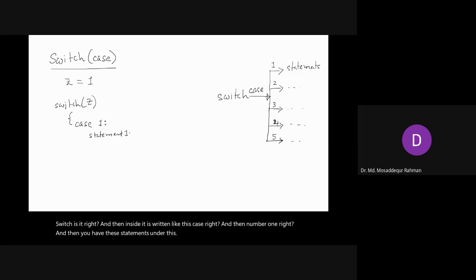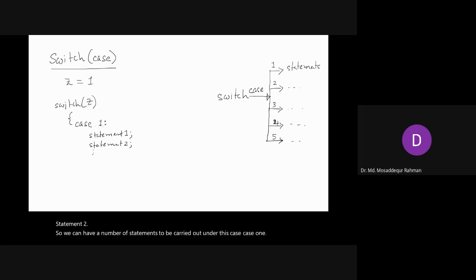Statement 1, statement 2. So you can have a number of statements to be carried out under this case 1. And that will end with a break statement. So once the tasks are done, it will move out of this control loop.